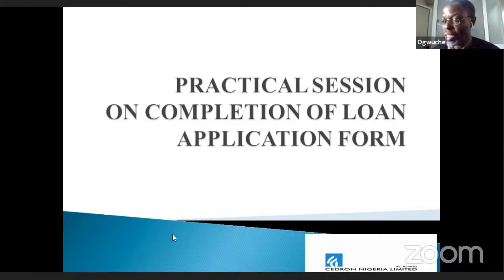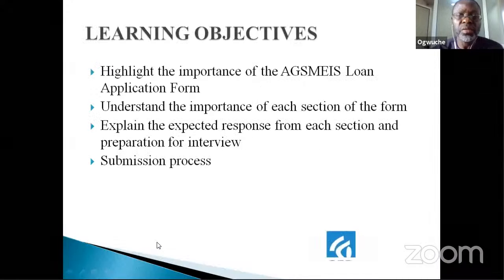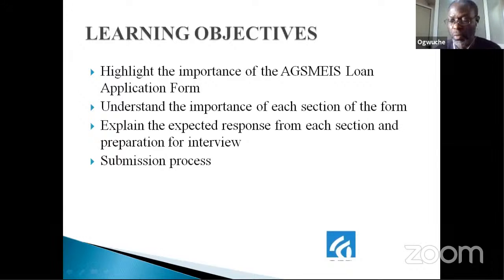Right. So having said that, let's begin this paper by looking at its content and what it entails. We'll start by looking at the learning objectives, which are highlighted here. Highlight the importance of the loan application form, and its importance in the course of trying to assess the loan. And then understand the importance of each section of the form.